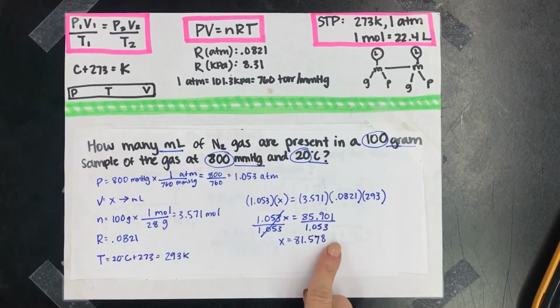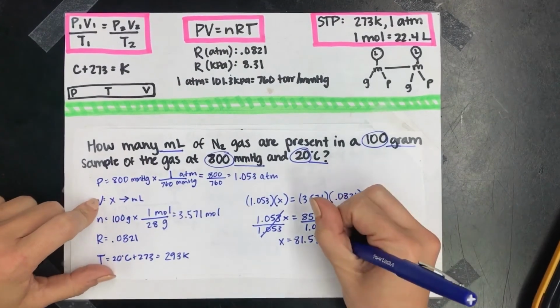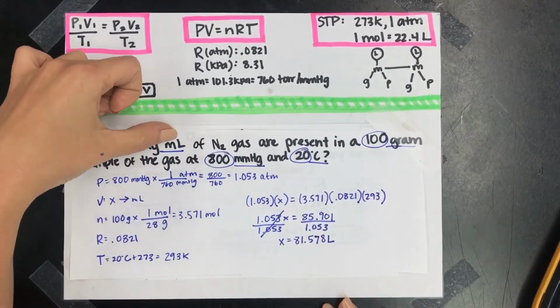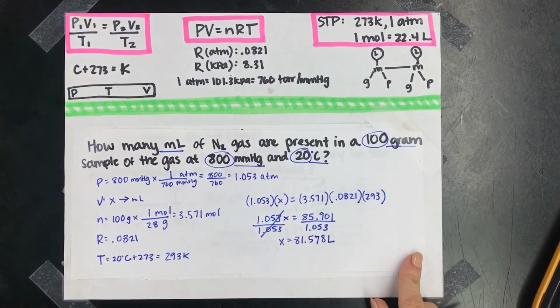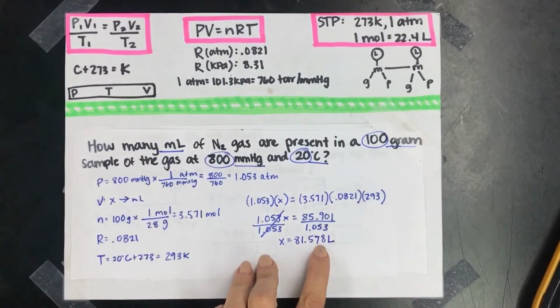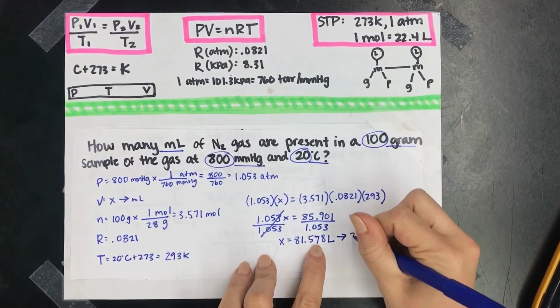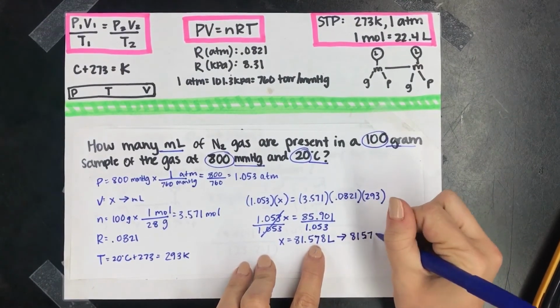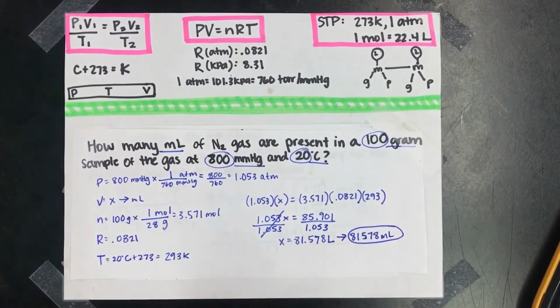Now, one thing to note here is that this is in V's preferred unit, which is liters. The problem asked for milliliters, which means I need to convert. If you're going from liters to milliliters, remember there are more milliliters. There are 1,000 milliliters for every 1 liter. We have to move this decimal 3 times to the right. If you were going from milliliters to liters, you would move it 3 times to the left. So this is equivalent, and that's my final answer.